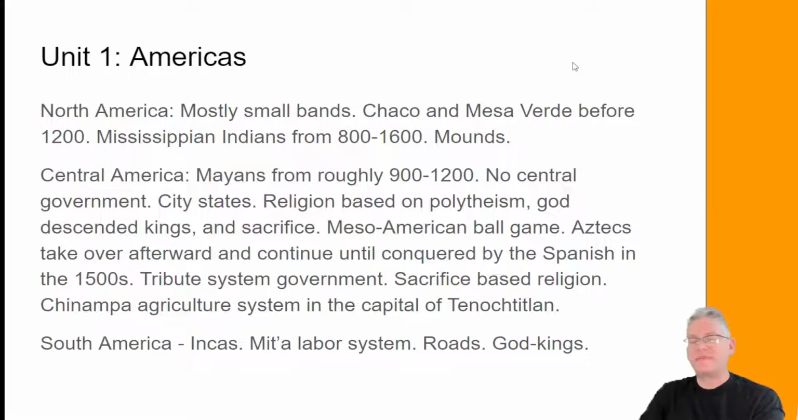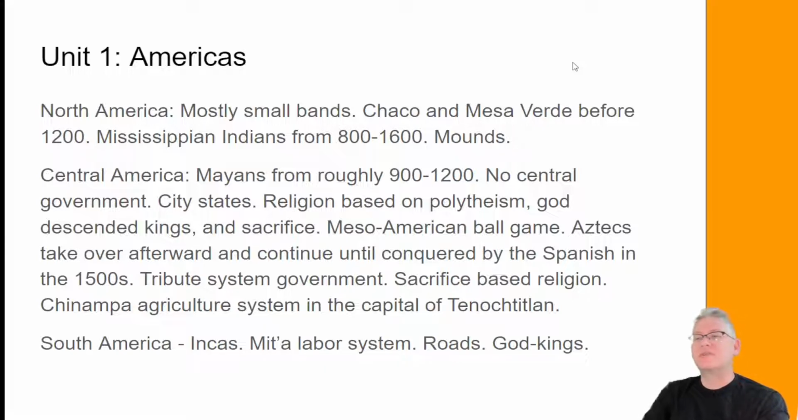They basically are going to be wiped out by disease right before European exploration. Central America, then, we have the Mayans from about 900 to about 1200. There's no central government for the Mayans. They're mostly city-states. Their religion is based on polytheism, God-descended kings, and also sacrifice.